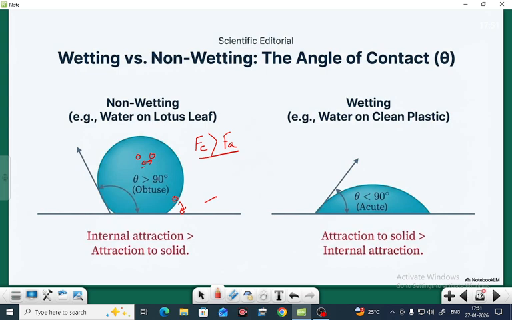It is non-wetting behavior. Wetting behavior, water on clean plastic. Here theta is less than 90 degrees, an acute angle. So here you can find that the force of adhesion is greater than the force of cohesion. So in this case the attraction to the solid is greater than the internal attraction.